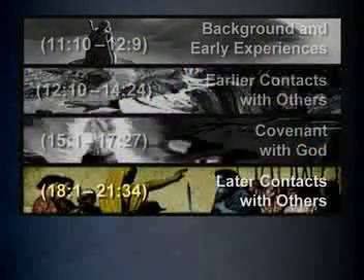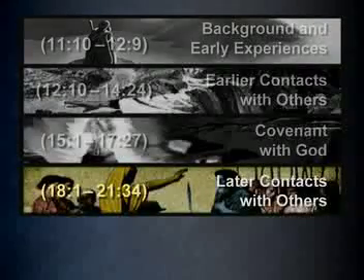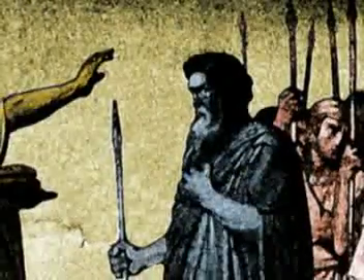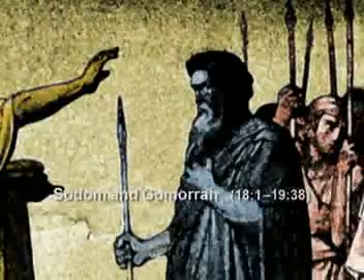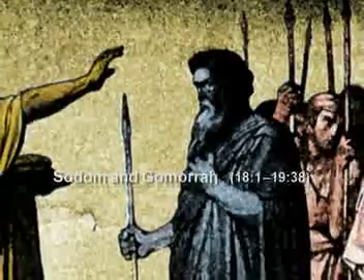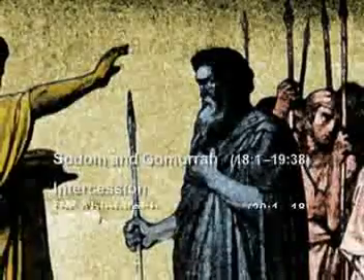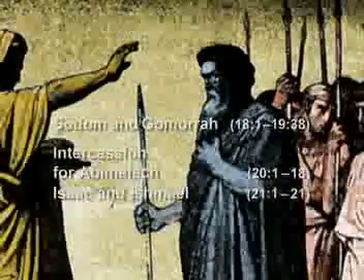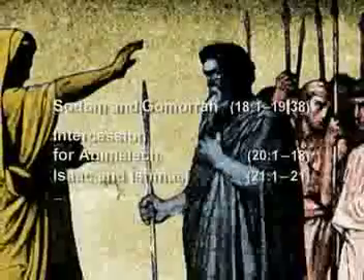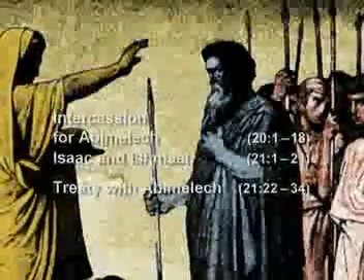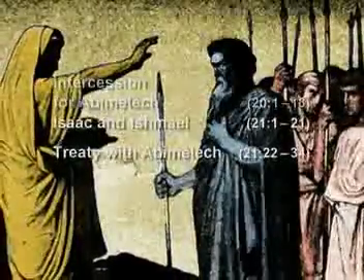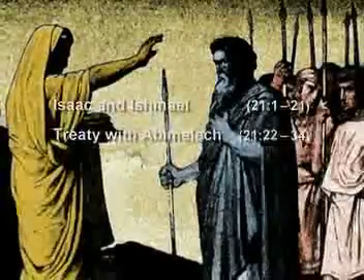The fourth section, which appears in chapter 18, verse 1 through chapter 21, verse 34, turns to Abraham's later contacts with other peoples. These chapters hold together primarily because they concentrate on Abraham's interactions with other groups of people. These chapters describe Abraham in relation to Sodom and Gomorrah. We find Abraham's intercession for Abimelech, Abraham in relationship with Isaac and Ishmael, and Abraham's treaty with Abimelech. These 4 episodes further illustrate how the patriarch interacted with Lot and his family, as well as how he related to the people of Sodom and Gomorrah and to the Philistine Abimelech.